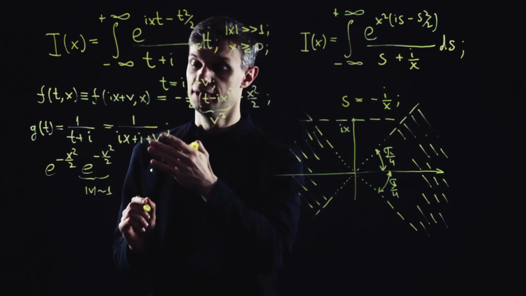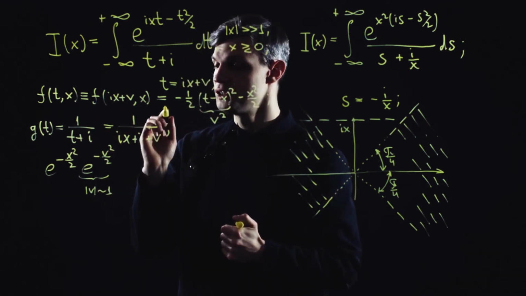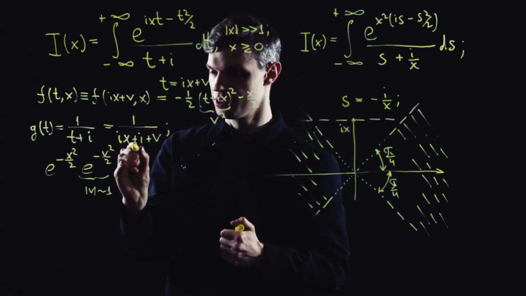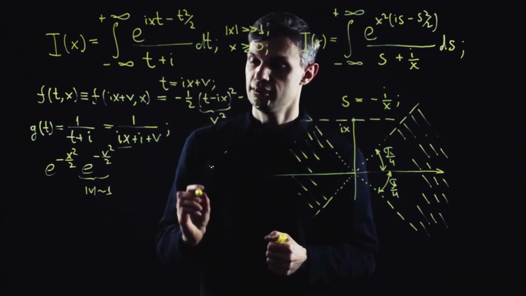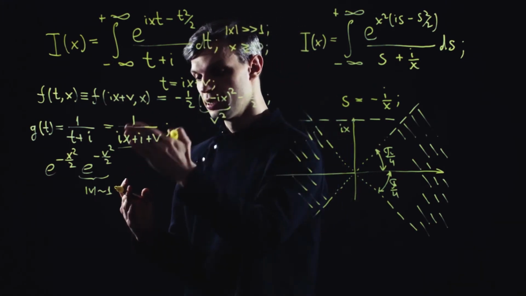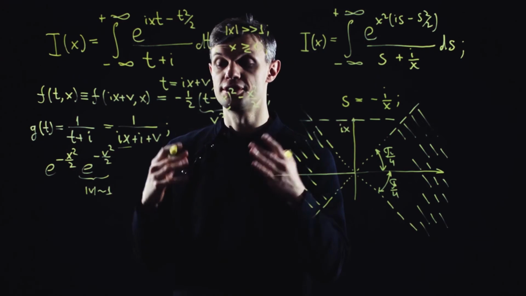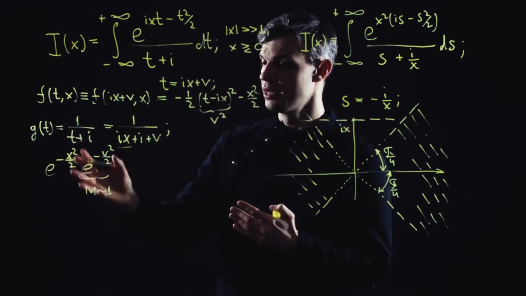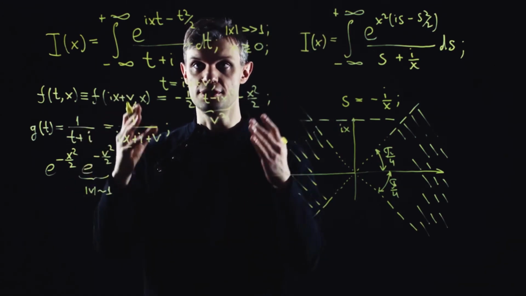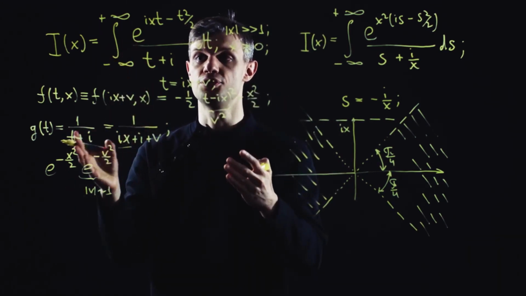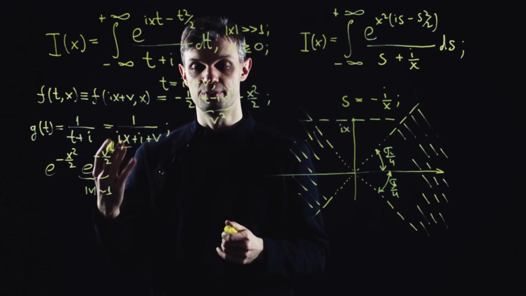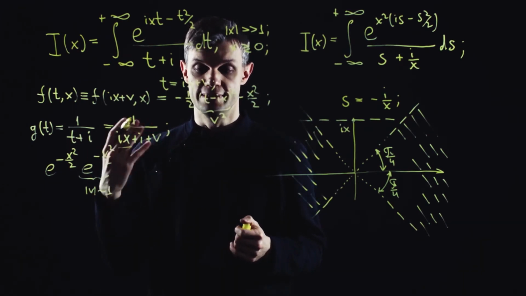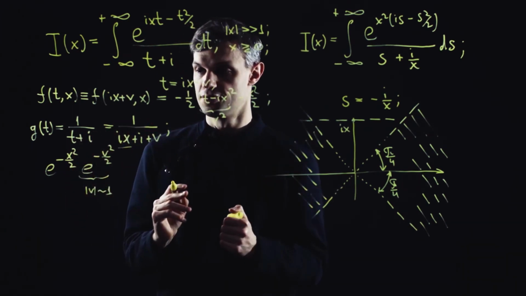However, now the large parameter enters our pre-exponential function here, ix. So despite the fact that our region of convergence is not small now, it's of the order of 1, we still can simplify our pre-exponential function and reduce the initial complicated integral into a Gaussian one, which corresponds to the logic of the steepest descent philosophy.